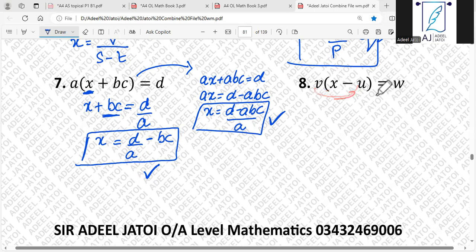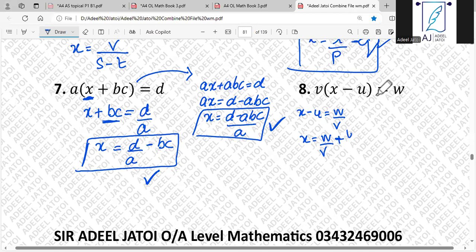So we do it from both ways. Let's say V is being divided on the other side first. So this would be W upon V, and X is equal to W upon V plus U. So this will be one way of doing this, right? This will be plus U.